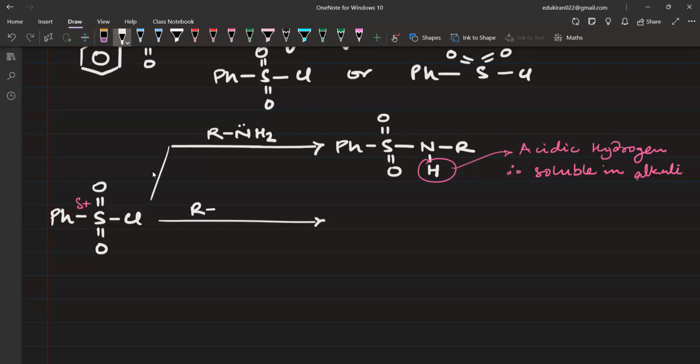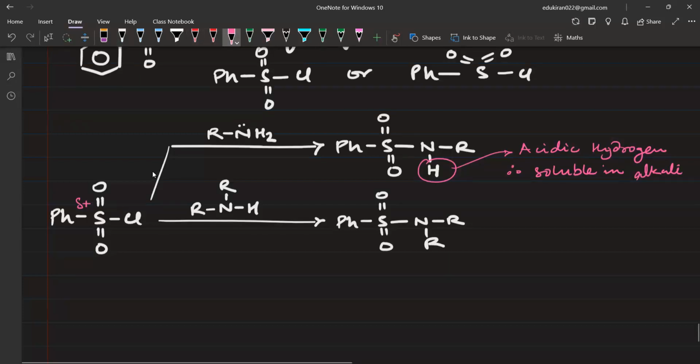Next is when you have R, nitrogen, hydrogen, and one more R, two alkyl groups. Since here we have a hydrogen, this hydrogen will attach with chlorine and nitrogen will attach with sulfur. We get Ph bonded with sulfur, double bond O, double bond O. This nitrogen atom will be left with two alkyl groups only. Here we don't have any acidic hydrogen. That is why it is not soluble in alkali.